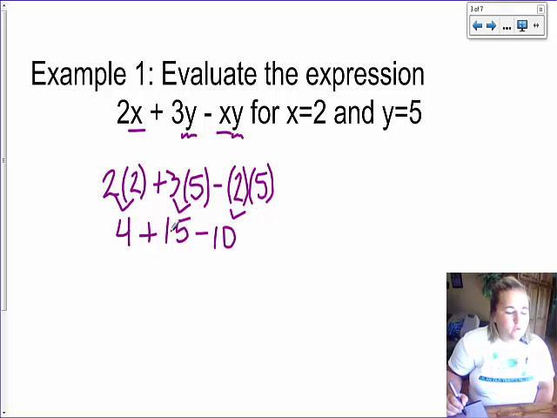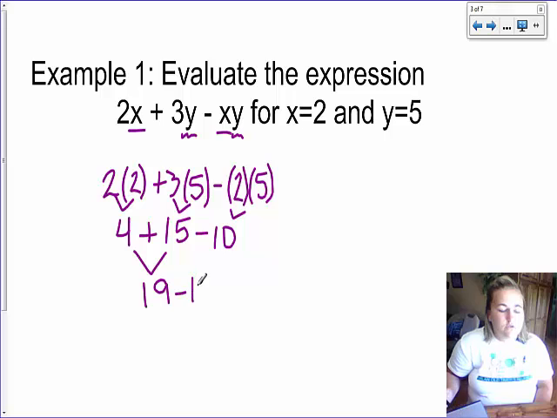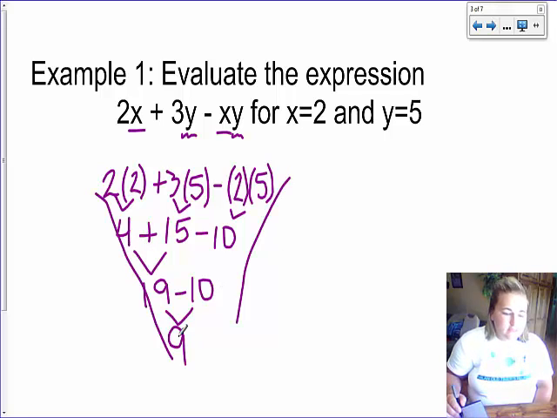So now all I have left is addition and subtraction, which we should remember we do from left to right. So we're going to start on the left side. So I have 4 plus 15 is 19, minus 10, and 19 minus 10 gives us 9. Again, we have this nice tornado. Final answer.